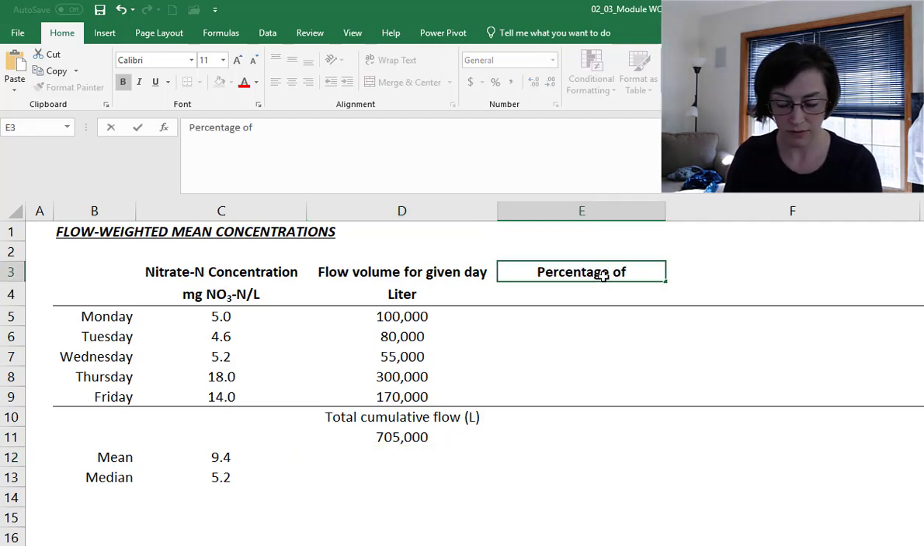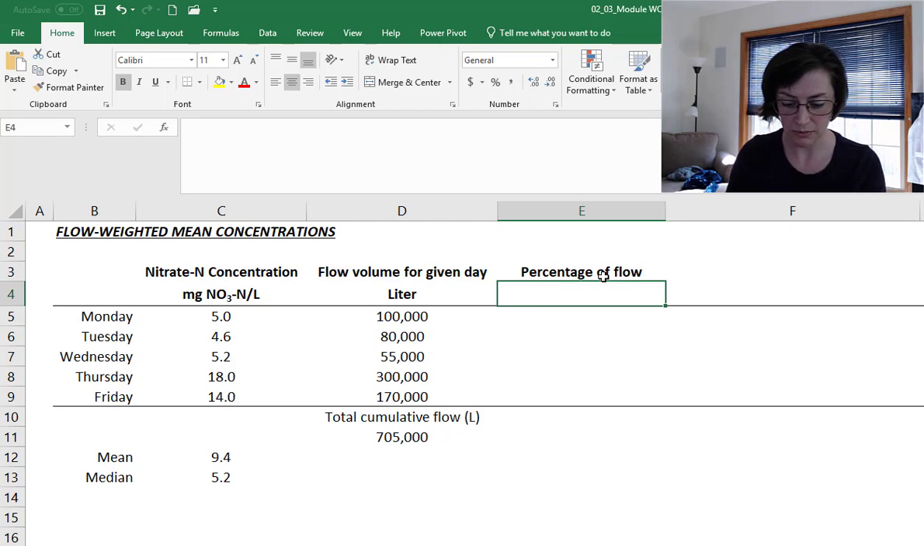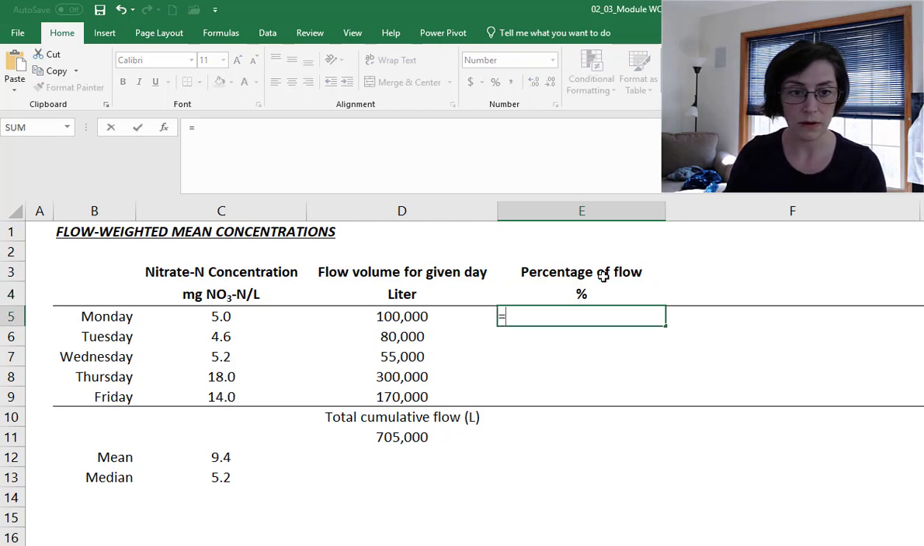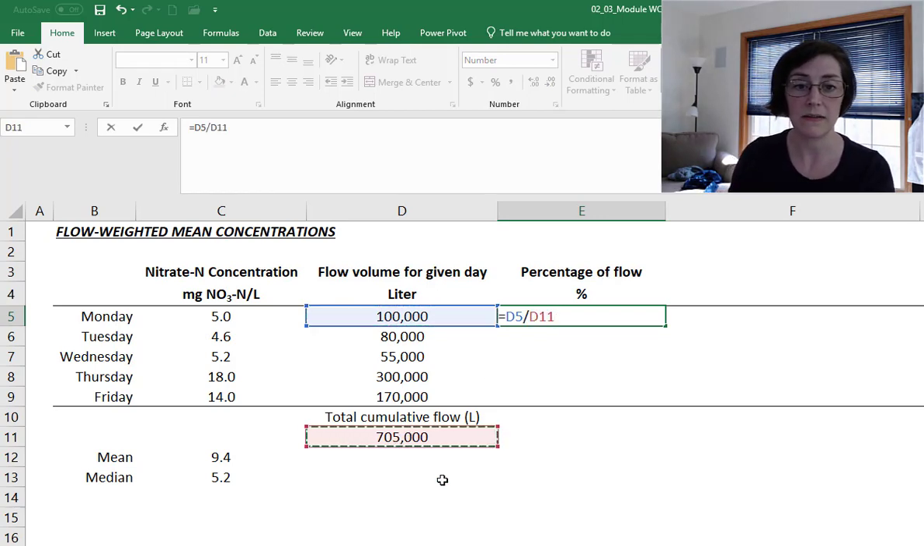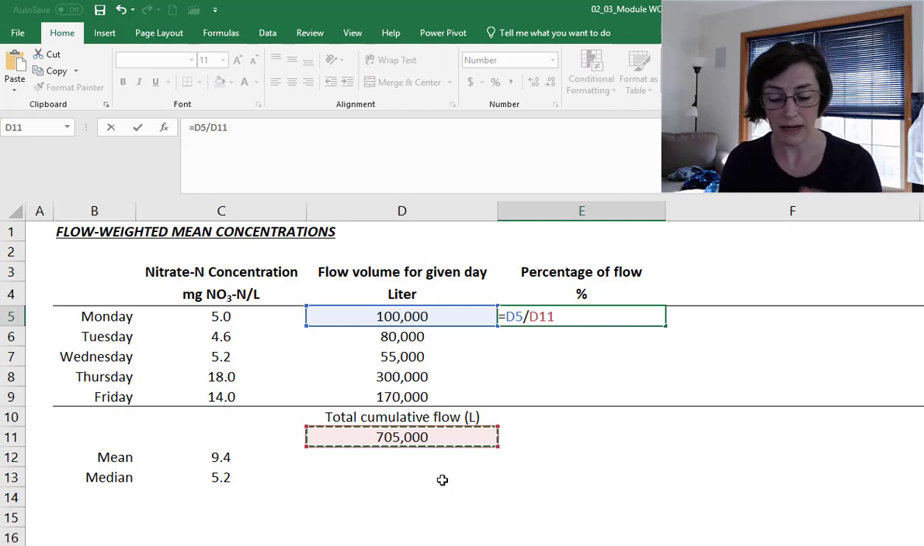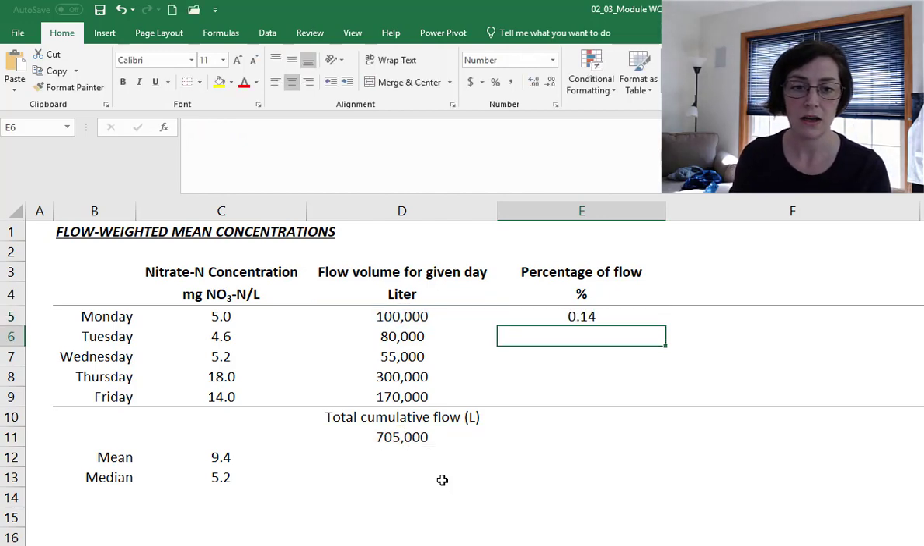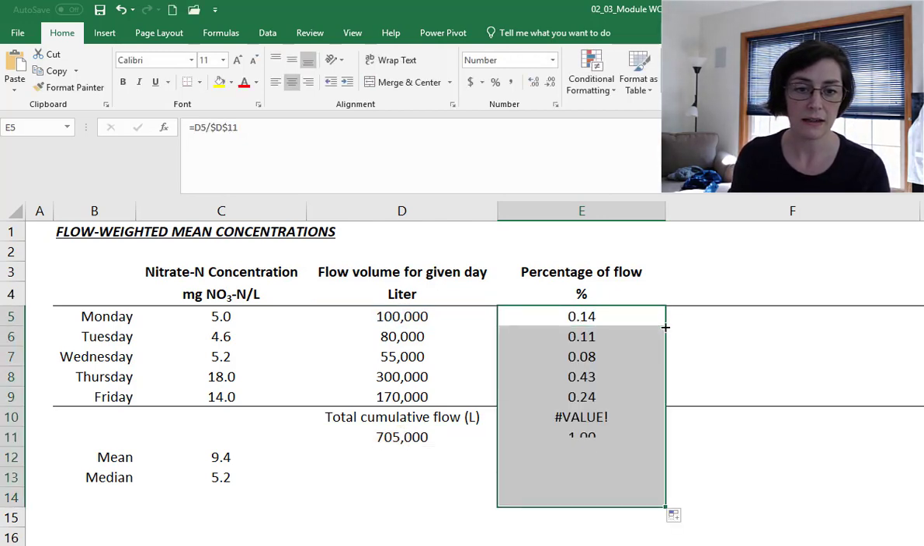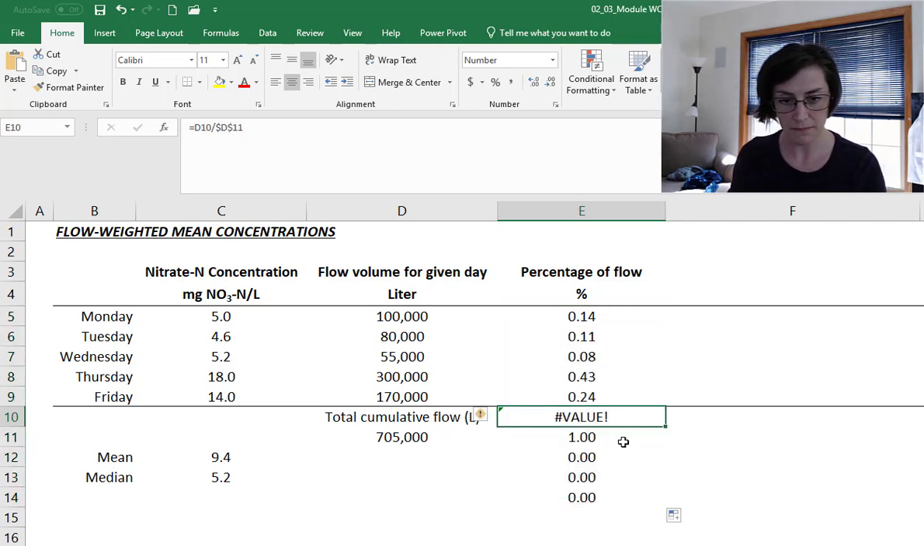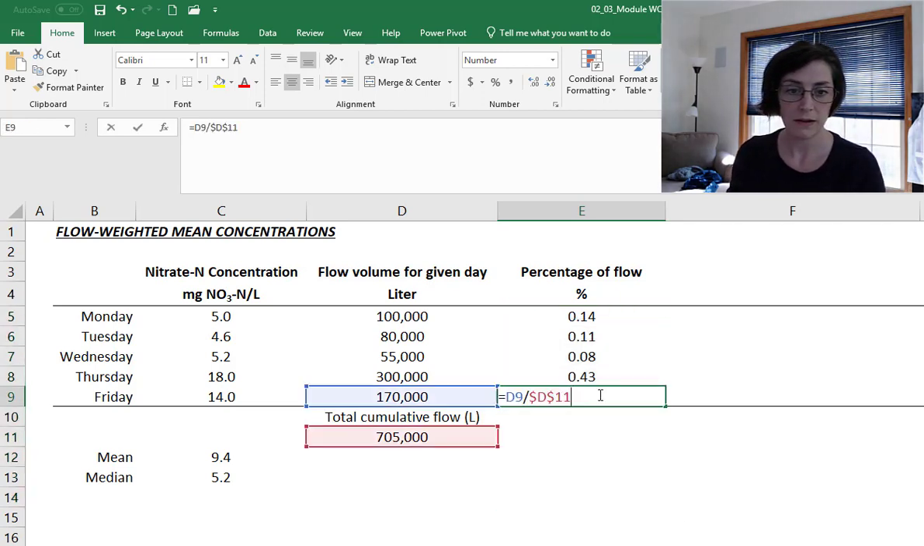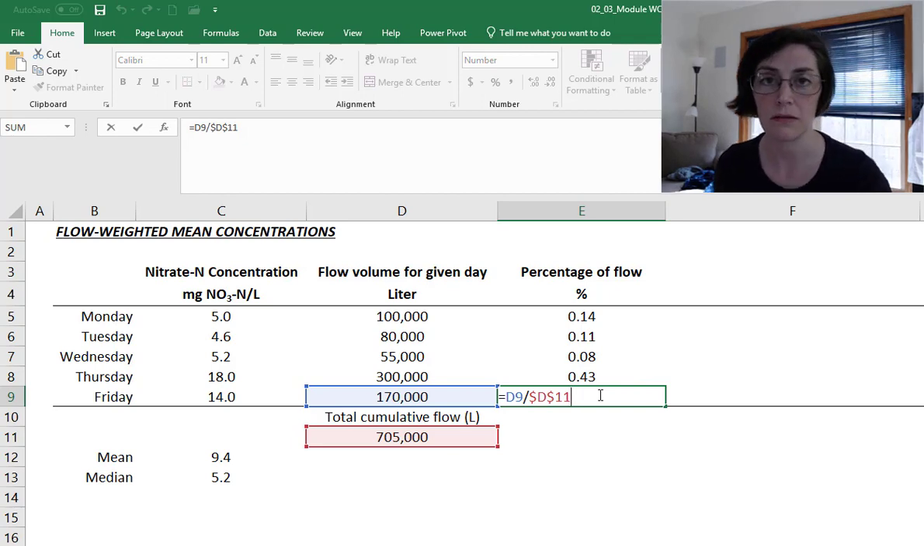Next step, percentage of flow. And this is just a percent. So this is also an easy formula. You want to do 100,000 divided by my total. Now this formula, as I've entered, is not the right formula. To make it easy, I'm going to hit the F4 key. F4 is the magic button that locks that bottom number in place, so that now when I drag this formula, it continues to refer to the right bottom cell or the right denominator.